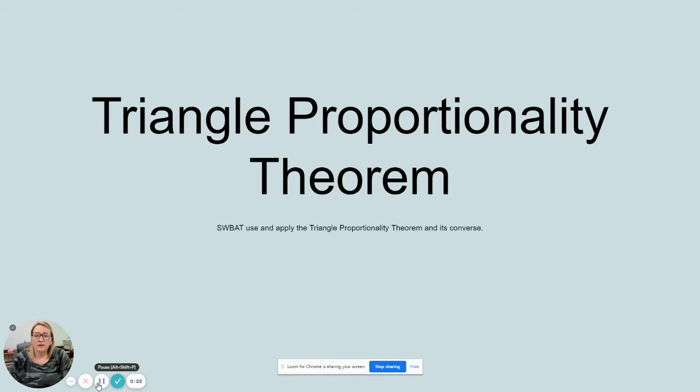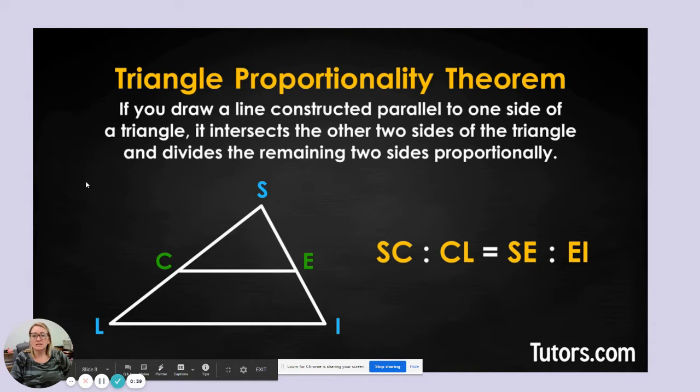Okay, so we are moving on to the triangle proportionality theorem, and I'm thinking you're going to think that this is a fairly simple thing. Again, we are using proportions, notice proportionality, so you are still going to have to be doing some of that cross multiplying to be able to solve. Okay, so what is the triangle proportionality theorem? Say that 3 times fast, it's really hard.